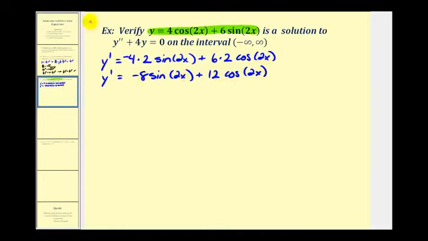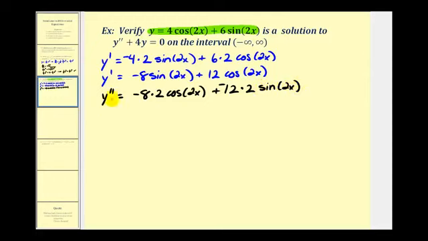And now we need to find y double prime. So y double prime is going to be equal to the derivative of negative 8 sine 2x. So we're going to have negative 8 times the derivative of sine 2x, which is going to be cosine 2x times 2 because of the chain rule. Plus 12 times the derivative of cosine 2x. So again, applying the chain rule, the derivative is going to be negative sine 2x times 2. Let's clean this up. We have y double prime equals negative 16 cosine 2x minus 24 sine 2x.